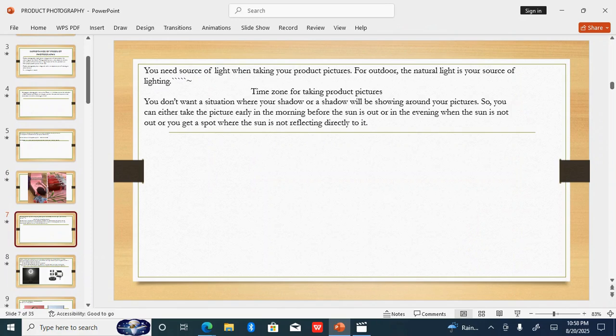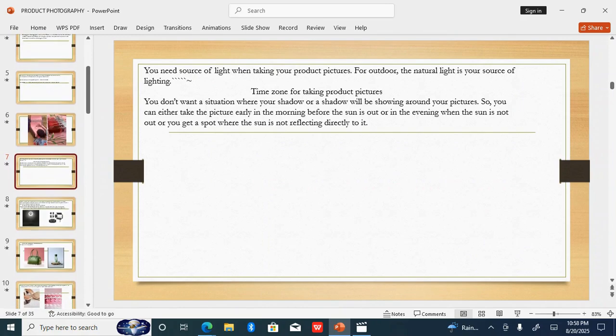Now, we already talked about the source of lighting. For outdoor, you need natural light. That is your source of lighting for outdoor. As for the time, you don't want a situation where your shadow will be showing around your pictures. So you can either take your pictures early in the morning before the sun is out, or in the evening when the sun has gone back inside, or you get a spot in the afternoon where the sun is not reflecting directly. So I think we are clear on that.